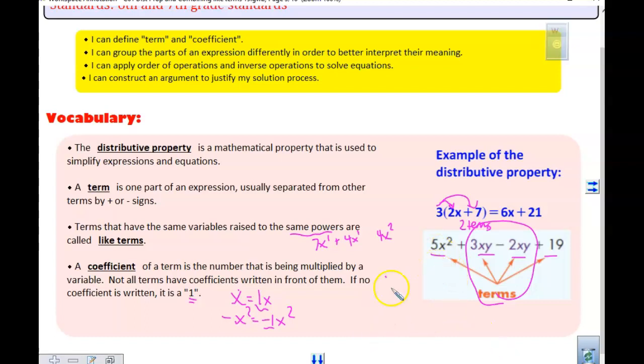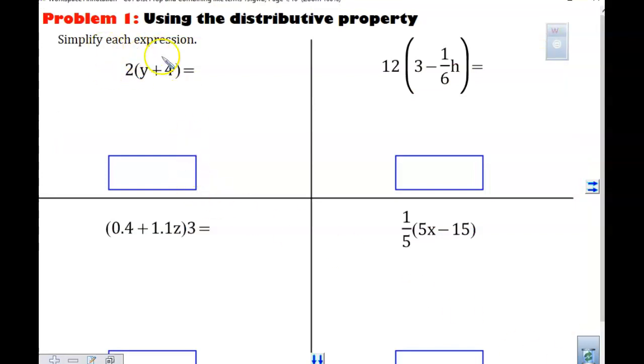Again, if I asked you in this problem that was written here, what is the coefficient of x squared, you would tell me 5. If I asked you for the coefficient of xy, well, there's 2 of them. There's a positive 3 and negative 2. But when we add our like terms, that's going to come out to be 1. So make sure you're understanding the coefficients and the meaning of that word.